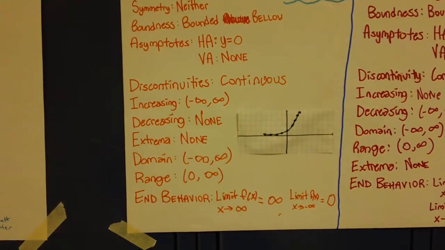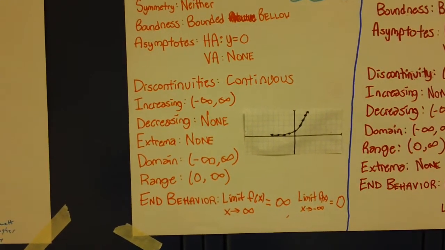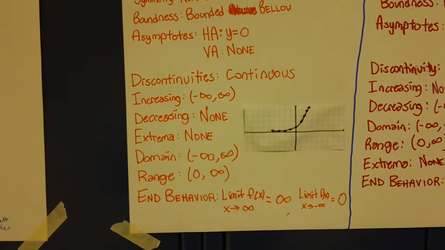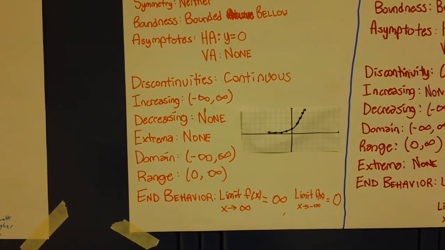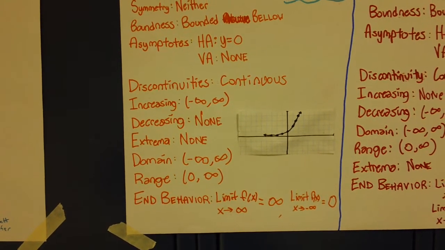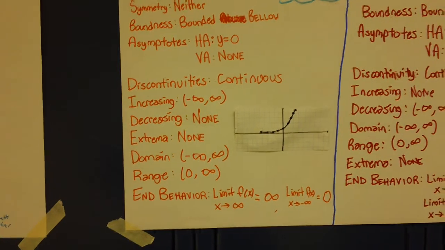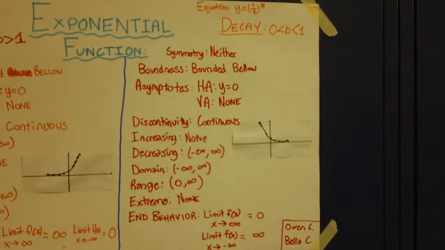And the end behavior for this is limit f of x equals infinity for x to infinity. And the limit f of x for x to -infinity is 0. Other example, which is y equals 1/2 to the power of x, we have symmetry as neither.